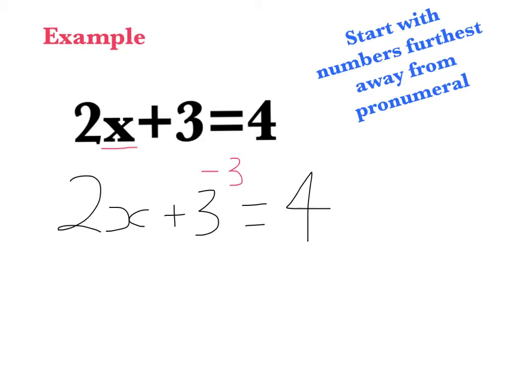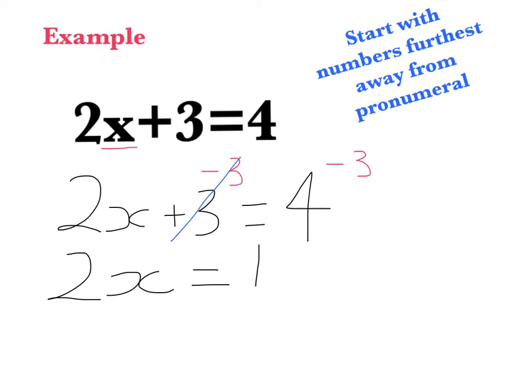Equations are like scales. What I do to one side, I must do the same thing to the other side in order to keep my scales balanced. Okay, so if I take away 3 from this side, because it's 2x plus 3, I need to take that 3 away. I must also take the 3 away from the other side. So 2x is equal to 1, because I've taken the 3 away from this side, so they've cancelled each other out. And then 4 subtract 3 is 1.